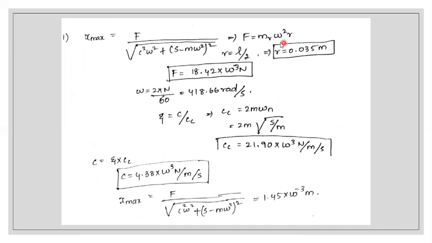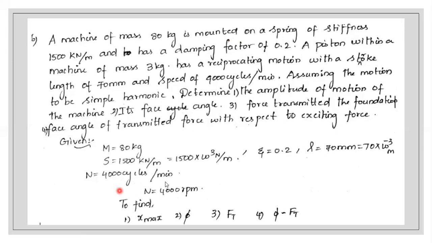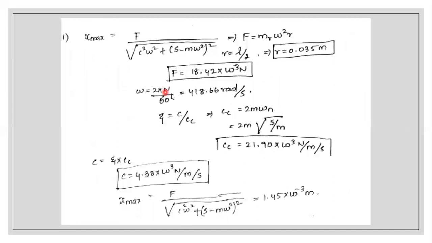And omega we can calculate with the help of n, because they have given the value of n, right? So n they have given us 4000 cycles per minute. So it's nothing but RPM, revolution per minute. So n is equal to 4000 RPM, and we know the n, right? So just substitute the value of n and we'll be getting the omega value.